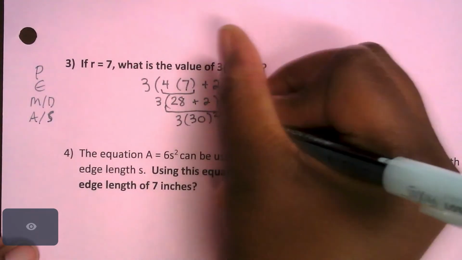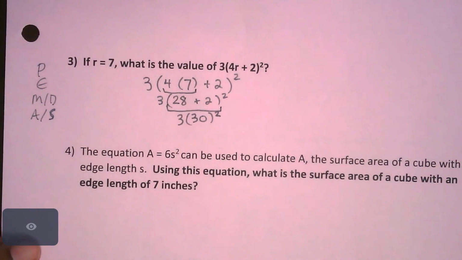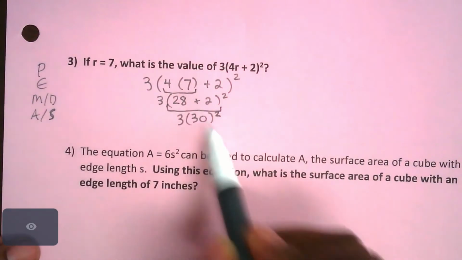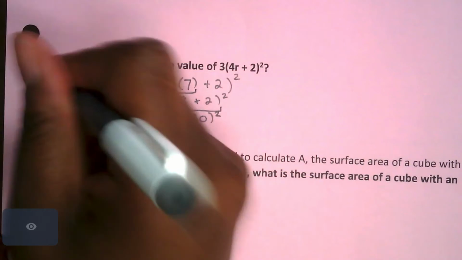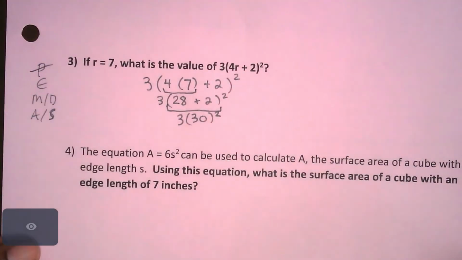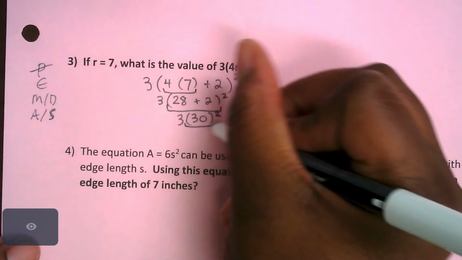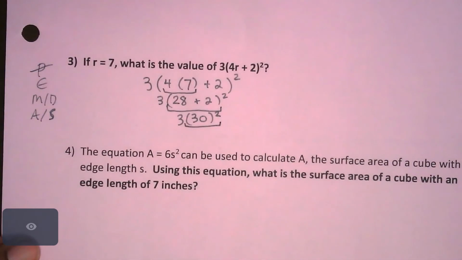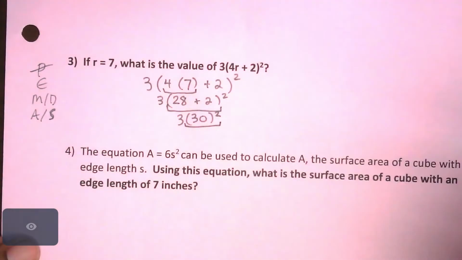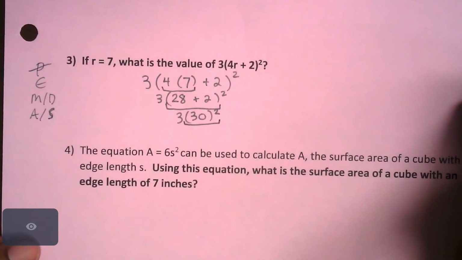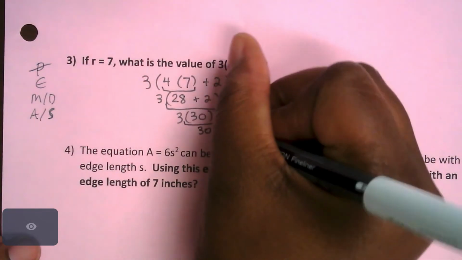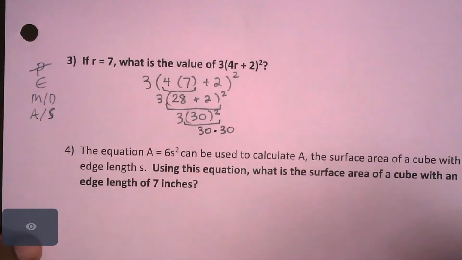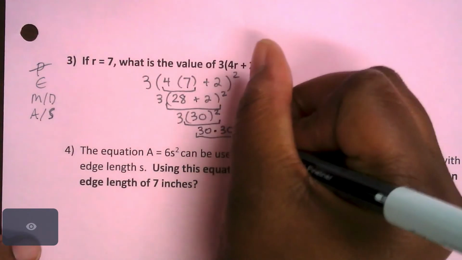So I'm bringing everything down, including my little exponent. All right, so I am done solving things inside the parentheses. Now I just have the number 30 in there, so I am good with parentheses. Next, E for exponents. So I need to square this 30. Remember I said that before we can evaluate an exponent, first expand it. So 30 squared is 30 times 30, and that equals 900.